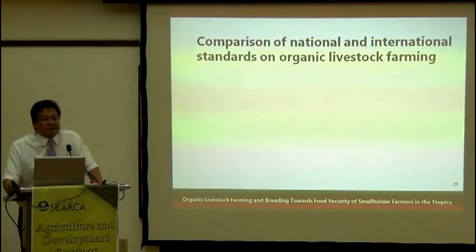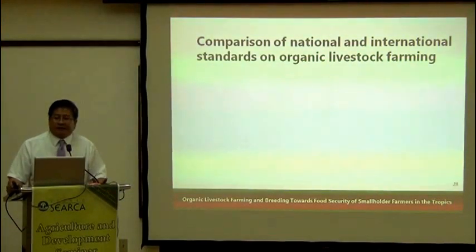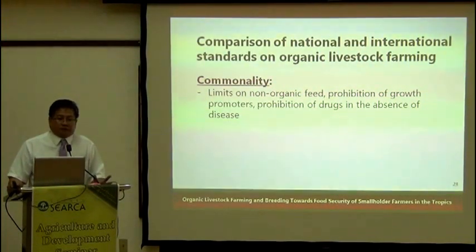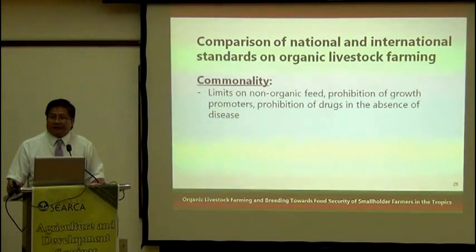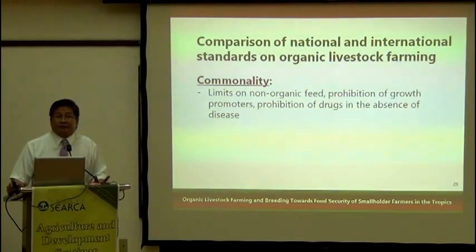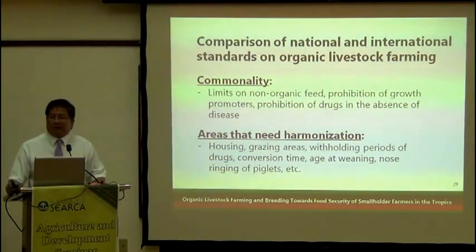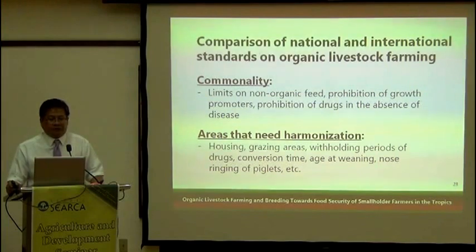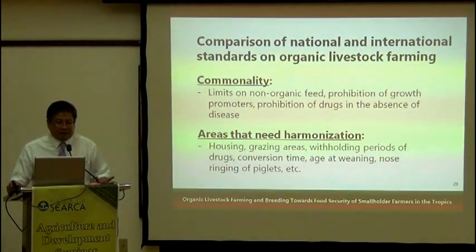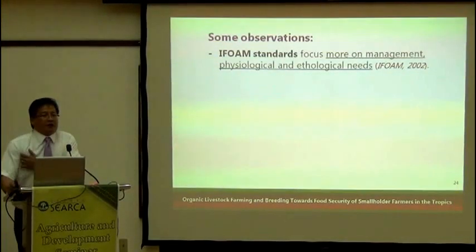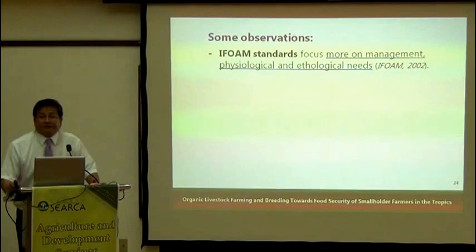Now, a quick comparison of the standards, both national and international, would give you the following. That is, there's something common among them. For one, they're common particularly on limits on providing non-organic feed, prohibiting the use of growth promoters, prohibiting drugs, especially in the absence of disease. However, there are also some areas that need to be harmonized, like that of housing, the way you define grazing areas, including periods of drugs, conversion times, age of weaning, no slinging of piglets, and so on and so forth. Okay, further observations. If you look at the IFOAM standards, they are more on management.